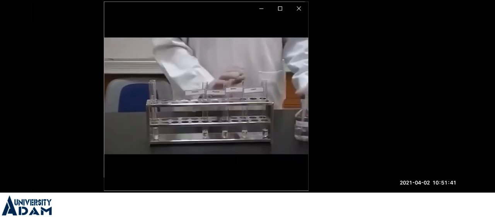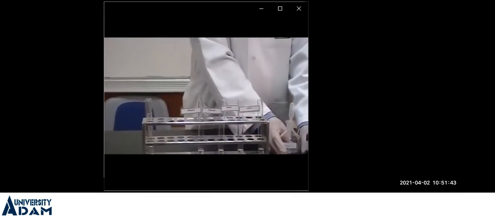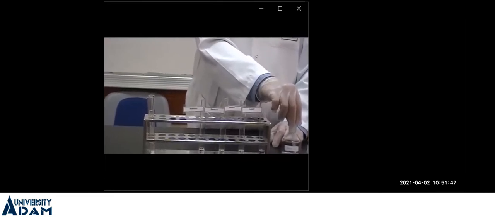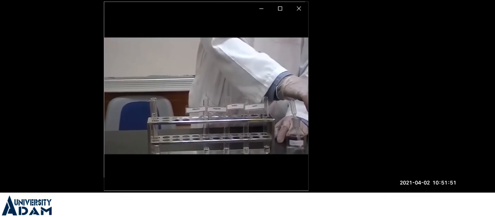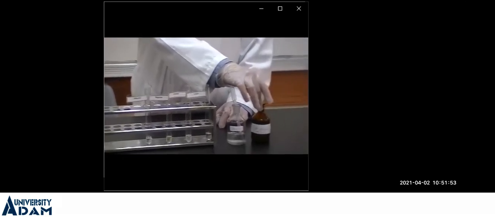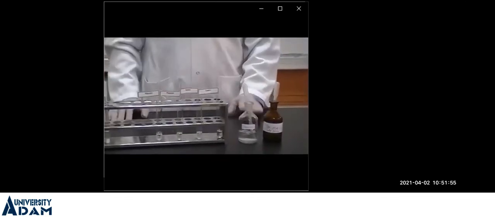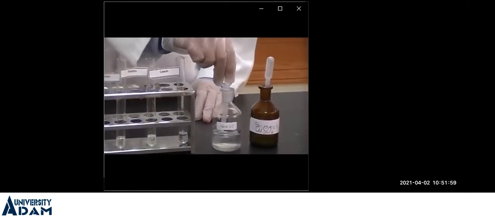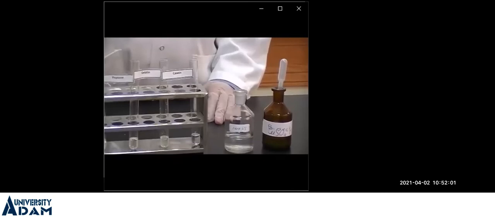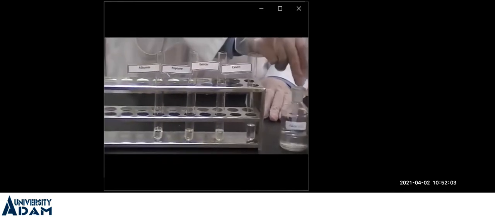So, what shall we do? First, our reagents: the first one is 10% sodium hydroxide, and here we have 1% copper sulfate. The order of them is so important. We should first add around 1 ml of sodium hydroxide to each test tube.